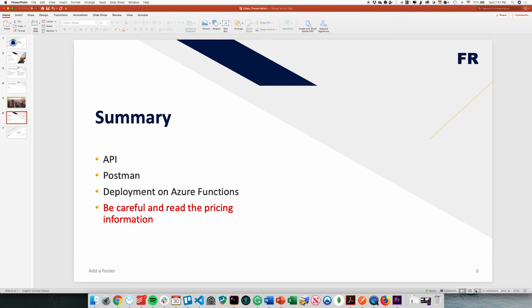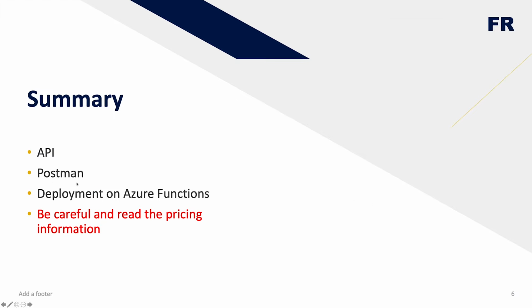Today we looked into serverless microservices. We looked into what is an API. We looked into Postman, one of the famous tools that we use to deploy and test web APIs. We also deployed a web API on Azure Function.